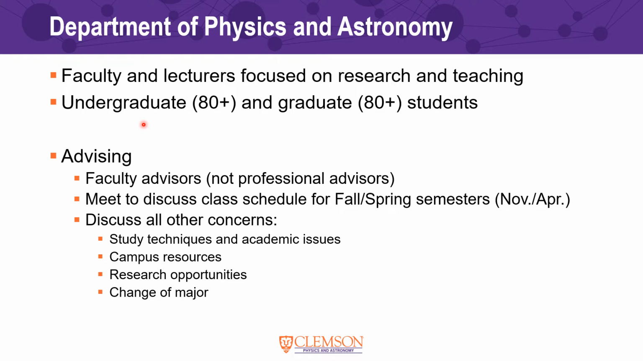As you make your way through your degree at Clemson University in physics, your advising will be done by faculty advisors. What that means is we're not professional advisors. You actually will be advised by professional PhD physicists who've gone through this process themselves. We will meet with you beyond this orientation to discuss class scheduling for the fall and the spring semesters, typically every November and the following April. In those meetings, we'll discuss all your other concerns besides class scheduling, such as issues you might be having with your classes, academic issues, any need for access to campus resources. We can help you with that.